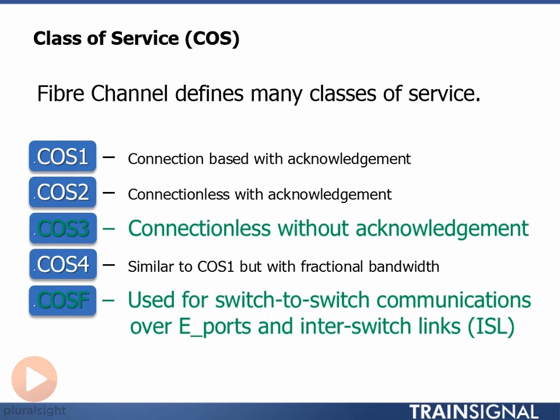Class F is what we use for switch-to-switch connections, E_Port to E_Port over interswitch links. It's connectionless but with acknowledgements, so a bit like TCP, and it's used to deliver fabric-related metadata such as state change notifications, routing updates, build fabric requests, updates to the name server, and other fabric management related traffic.